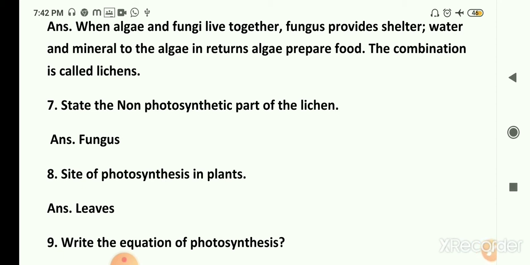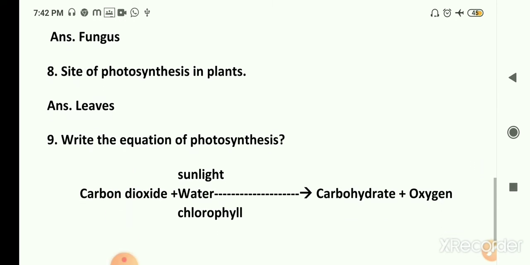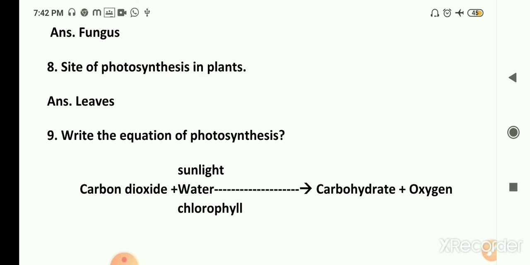The site is always the leaf because leaves are green, and in any other part it normally does not happen. If that part is also green, then that part can also do photosynthesis, but normally the sites of photosynthesis are leaves. Okay, write the equation of photosynthesis.